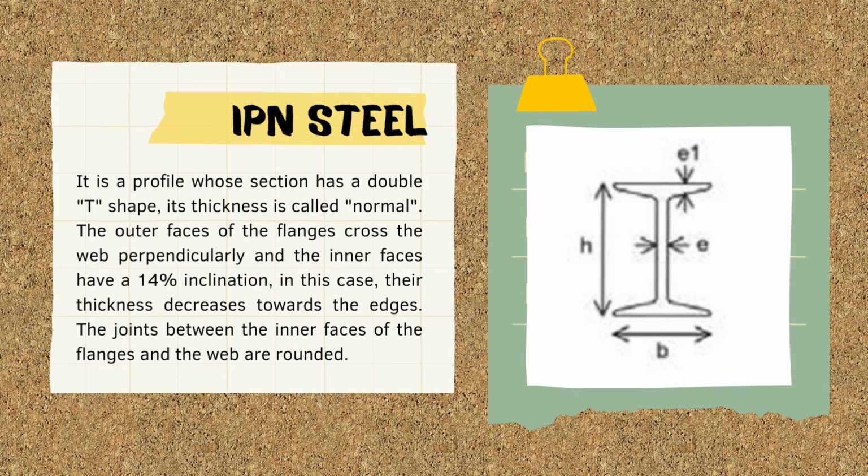Now we have IPN steel. It is a profile whose section has a double T shape. Its thickness is called normal. The outer faces of the flanges cross the web perpendicularly, and the inner faces have a 14% inclination. In this case, their thickness decreases towards the edges. The joints between the inner faces of the flanges and the web are rounded.